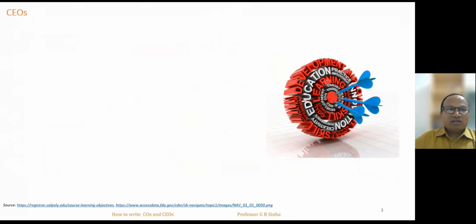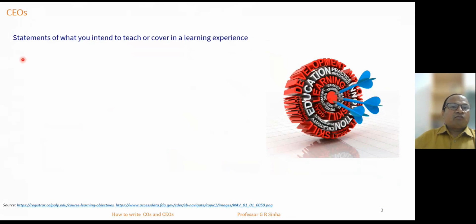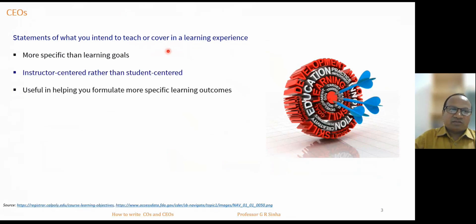So look at the diagram. The course aims to provide appropriate knowledge, skill and values. So what is the aim? What is the objective of a particular course? Statements of what you intend to teach or cover in the learning experience. During the delivery of a course, what do you intend to teach? What do you intend to cover? What changes do you intend to bring in the students?